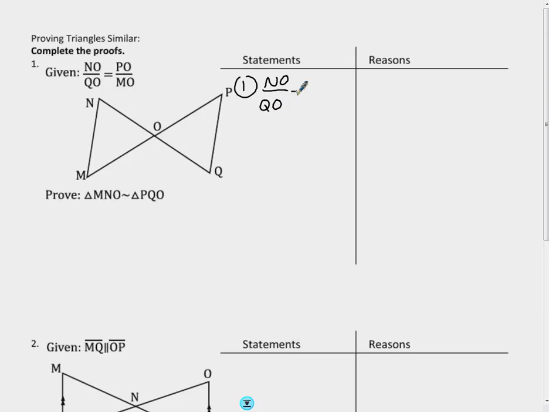Now, those two ratios, they say that those two ratios are equivalent to each other. So if they're equivalent, that means when I look at NO over QO, NO is right here, QO is right there. Those are corresponding sides of a triangle, not the same length. If I look at PO over MO, those are corresponding sides of different triangles.